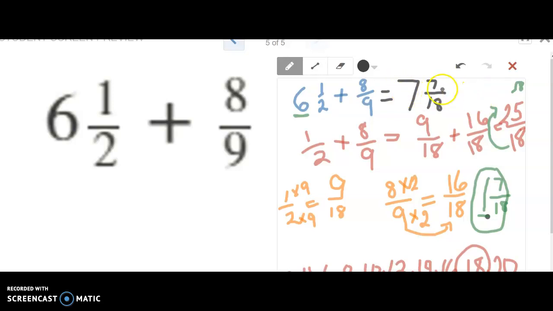If you did not get 7 and 7/18, where did you make a mistake? Do you see how to correct that mistake? That's how we learn. We make mistakes, we correct mistakes, we learn. If your whiteboard doesn't look similar to mine, then take the time to make your whiteboard look just like my whiteboard.